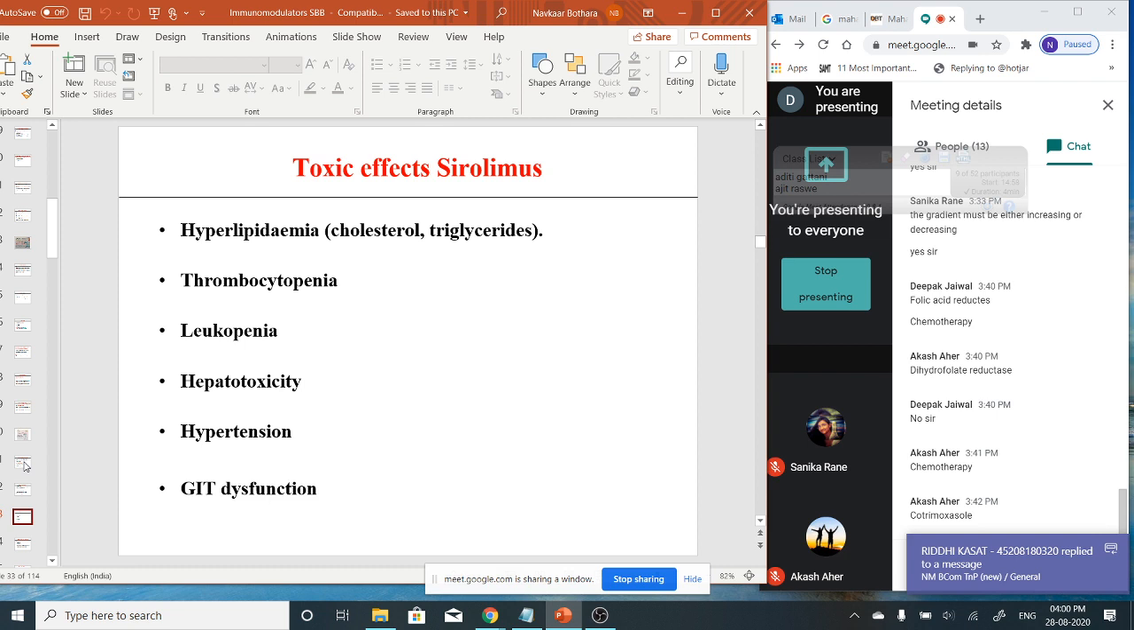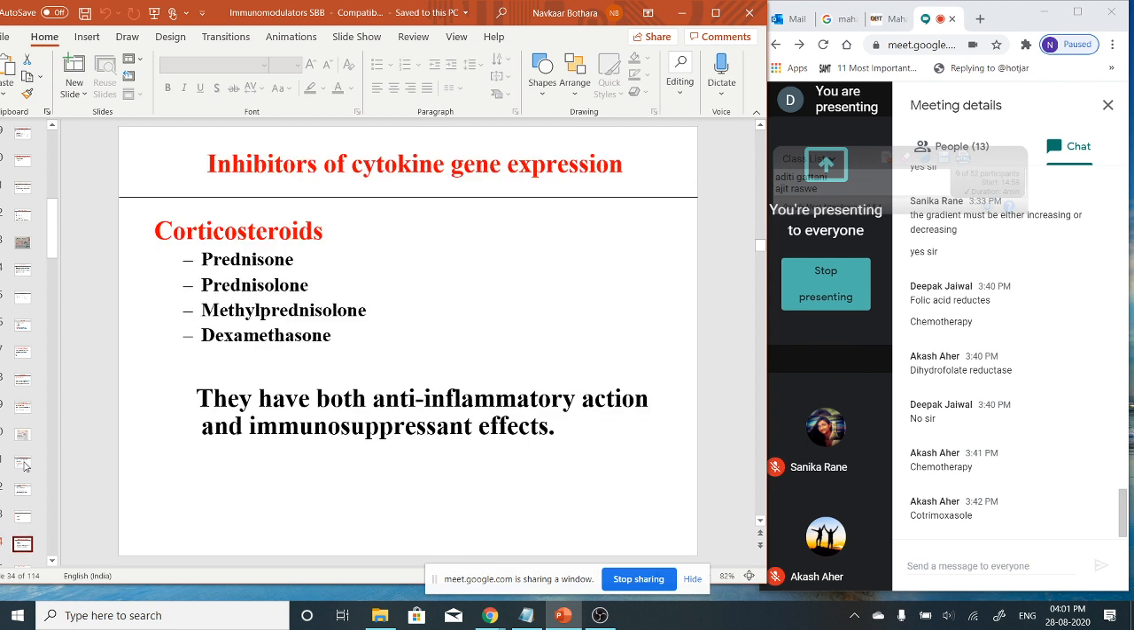The toxic effects are: it causes hyperlipidemia, an increase in cholesterol and triglyceride levels. It causes thrombocytopenia. It causes leukopenia. It causes hepatotoxicity, hypertension, GI dysfunction.